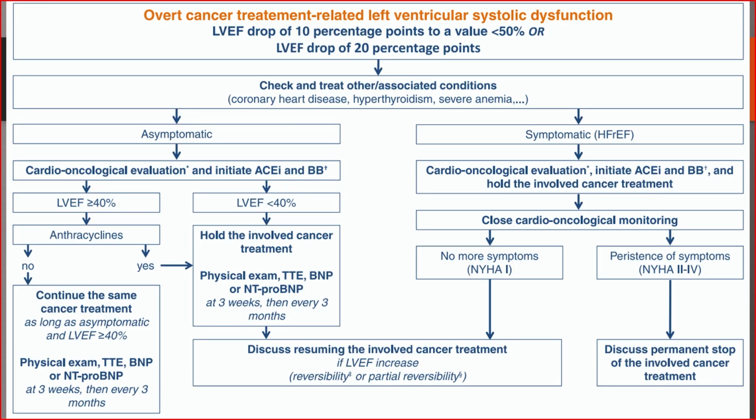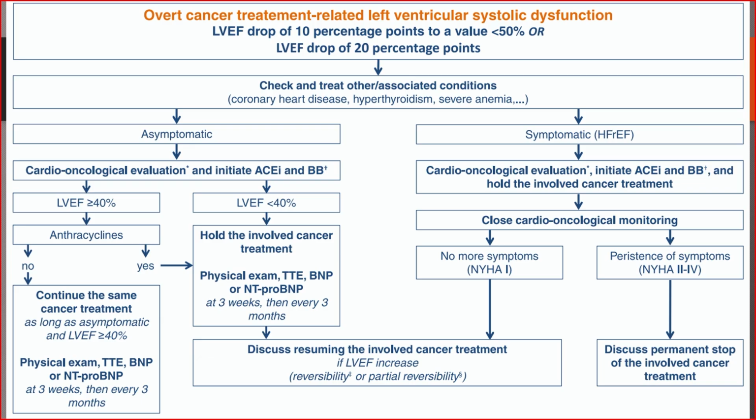underlying conditions. Treat their coronary disease, treat their hypertension, if they're diabetic and poorly controlled. You want to control any disease process that can potentially affect their ejection fraction. And then the next step is to stratify that to either symptomatic or asymptomatic. So if they're asymptomatic, they still qualify for CT-RCD. They still need to be seen by a cardio-oncologist, and they still need to be started on cardioprotective therapy.